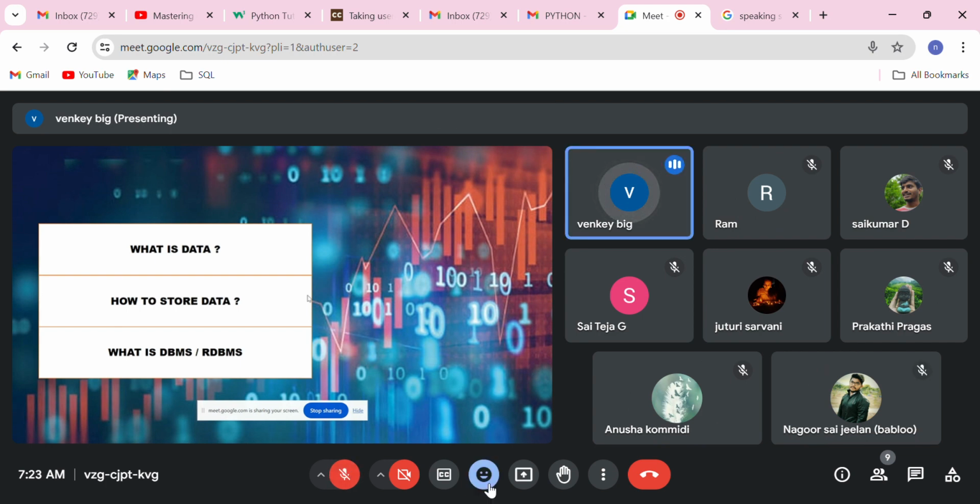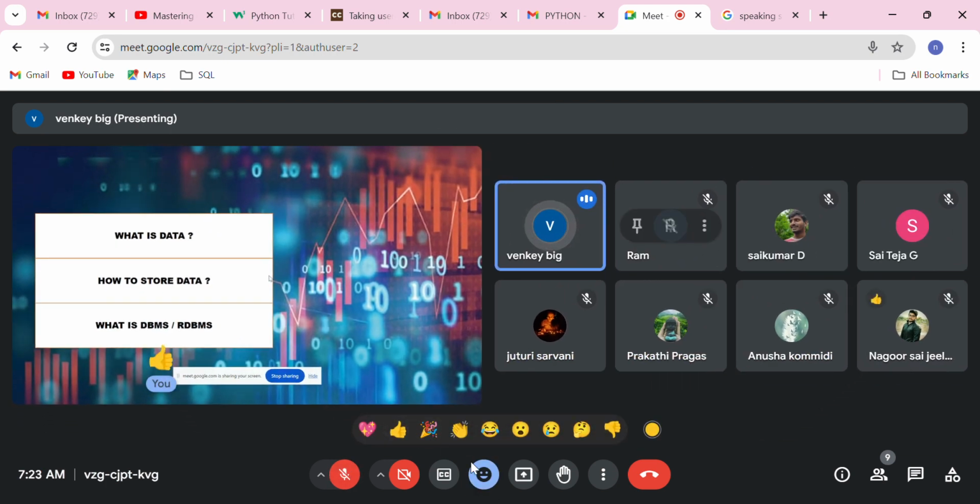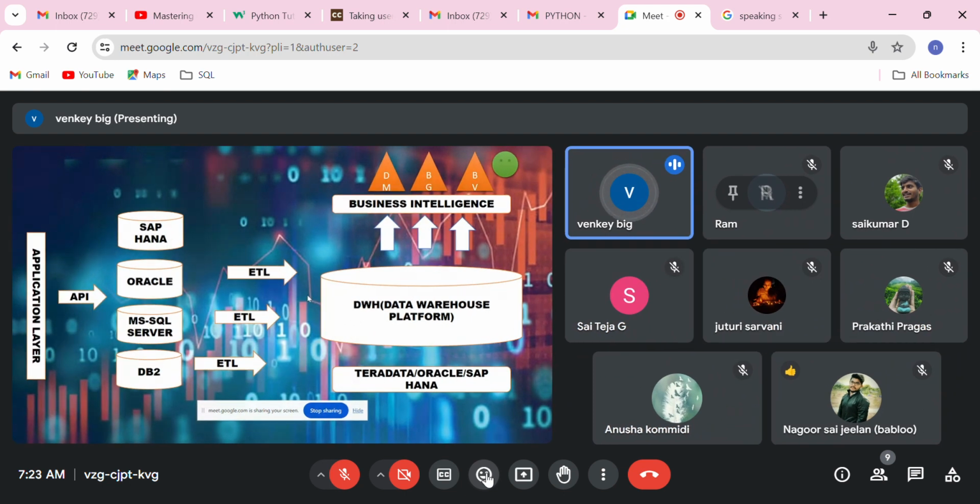So let's move on to our next very important concept. How does a typical data platform work in the background? Let us take an example, guys. I always prefer to explain things with an example so that you get the complete understanding.